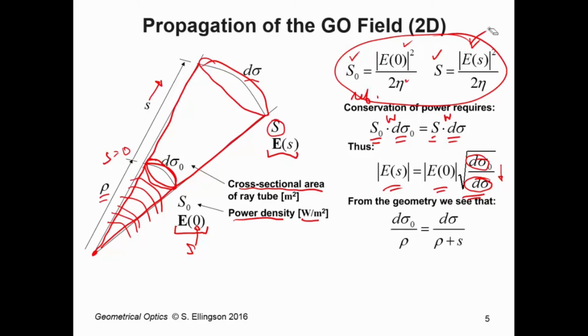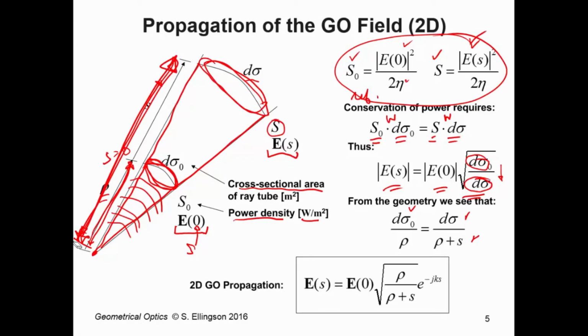From geometry, we also see that d sigma naught over rho, that's the distance to the starting position, equals d sigma divided by rho plus s. Rho plus s is this whole distance here from the apparent source of this ray tube to the point that we're interested in. In other words, the area here divided by this distance is equal to the area here divided by this distance.